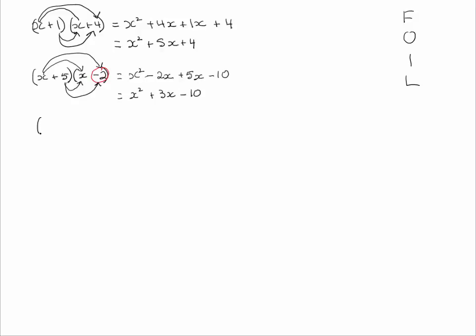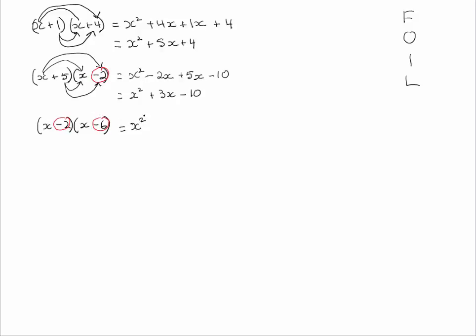Let's look at what happens if I have two negatives in the question. So x minus 2 times x minus 6. First of all, I'm going to highlight my negatives, a minus 2 here and a minus 6 here. So first, x times x is x squared.